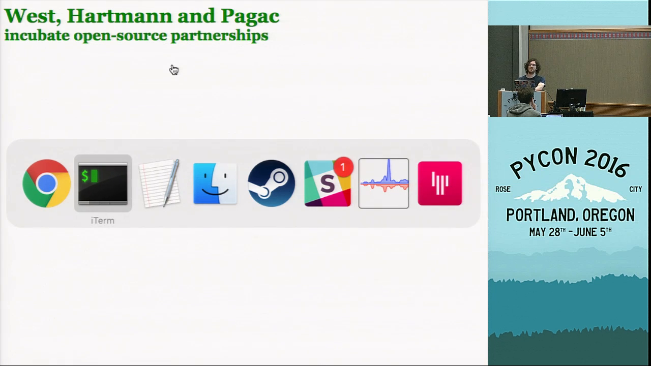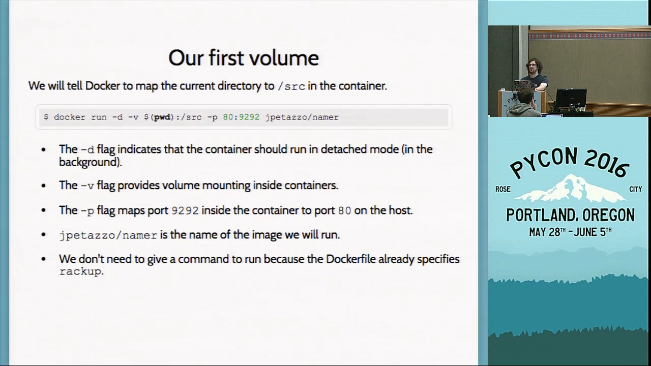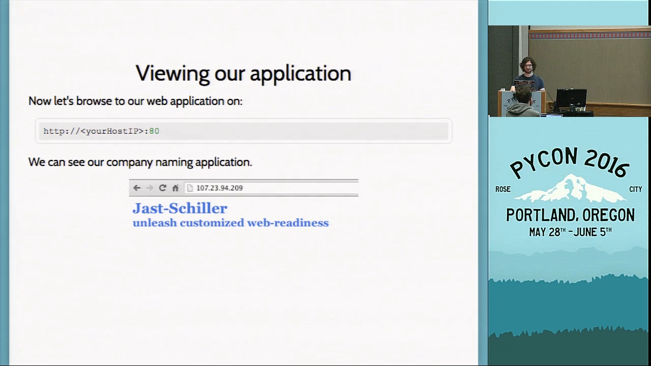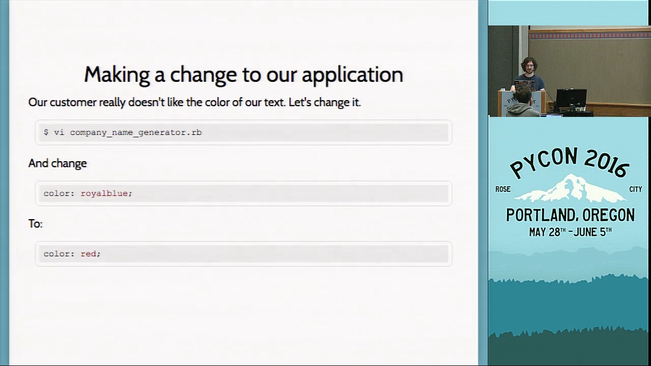So this gives me a really easy way to do some fast iterative development, because this directory is mapped into the container, is shared with the container, so each time I change something, it's instantly changed in the container as well. All right, viewing the app, changing from blue to red.